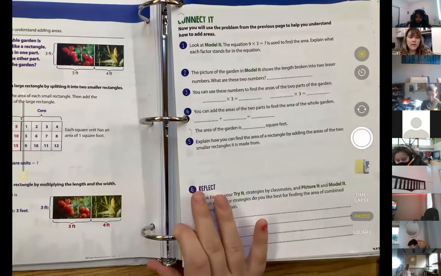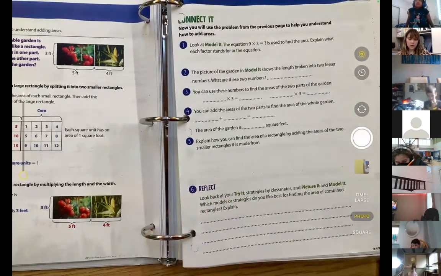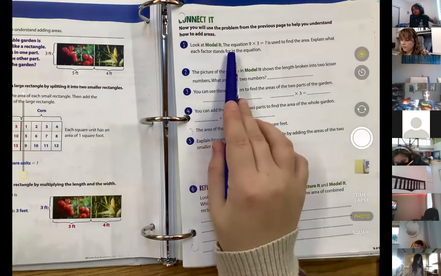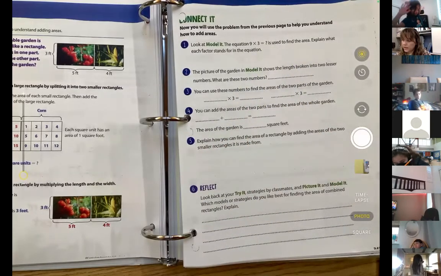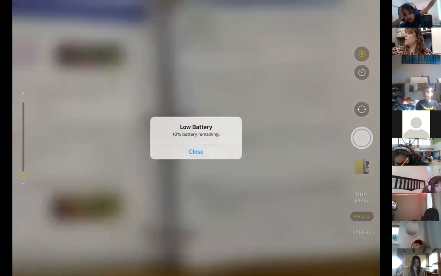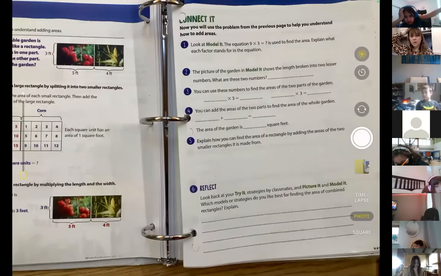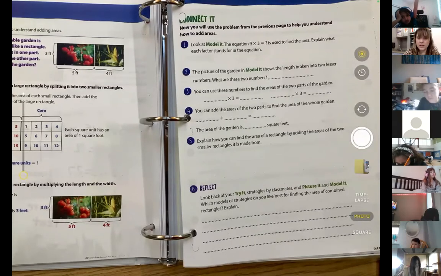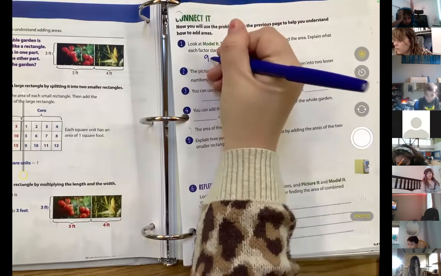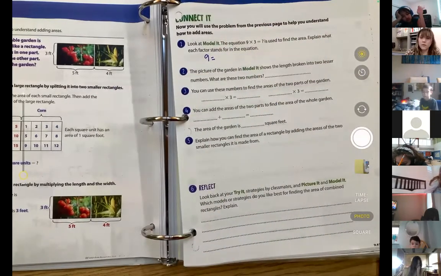So it says, now you will use the problem from the previous page to help you understand how to add areas. Look at, model it. The equation 9 times 3 equals something is used to find the area. Explain what each factor stands for in the equation. What does the 9 stand for? We'll take volunteers. What does the 9 stand for? 9 equals what? Trisha?